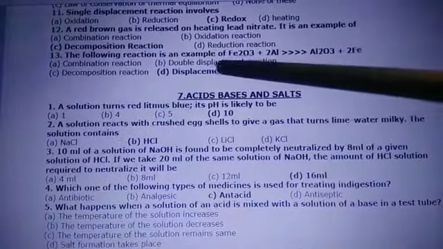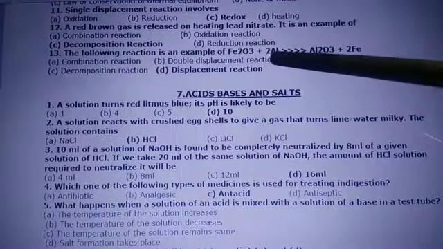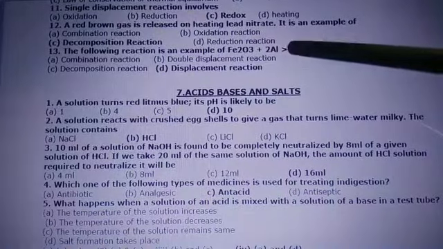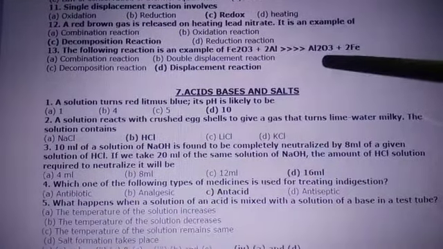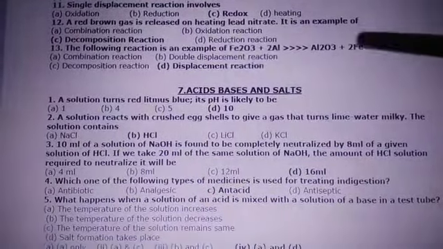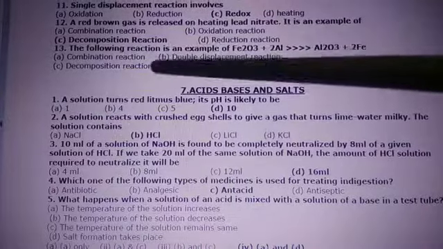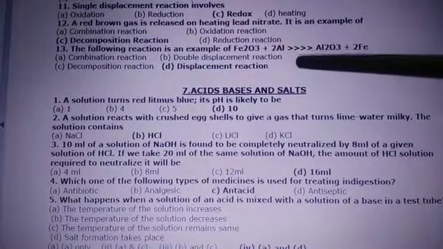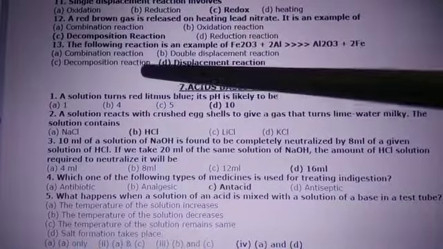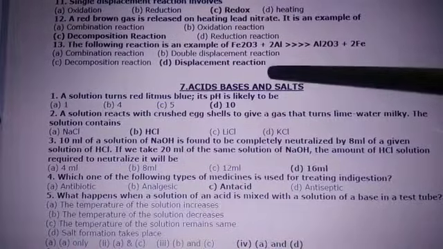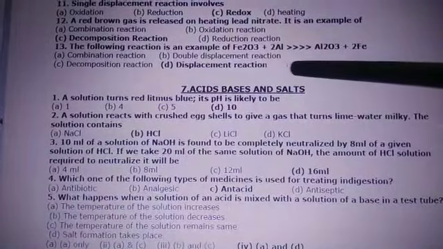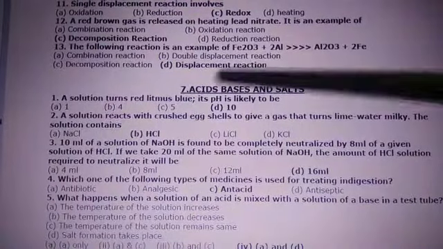13th. The following reaction is an example of Fe2O3 plus 2Al gives Al2O3 plus 2Fe. The answers are A. Combination reaction. B. Double displacement reaction. C. Decomposition reaction. D. Displacement reaction. The exact answer is D.